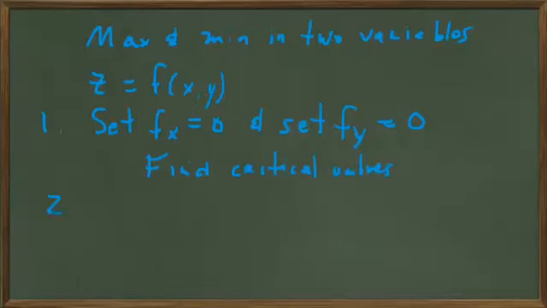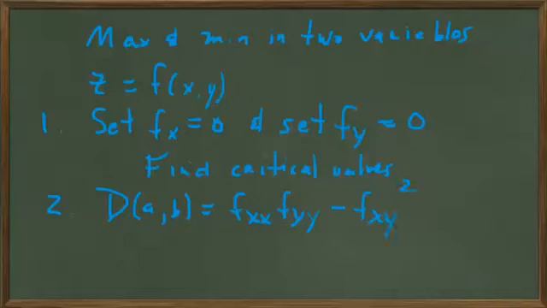Next, we have to calculate what we call the discriminant D. The discriminant at a point (a, b), which would be a critical value, is defined as the second partial with respect to x times the second partial with respect to y, minus the mixed partial f sub xy squared.